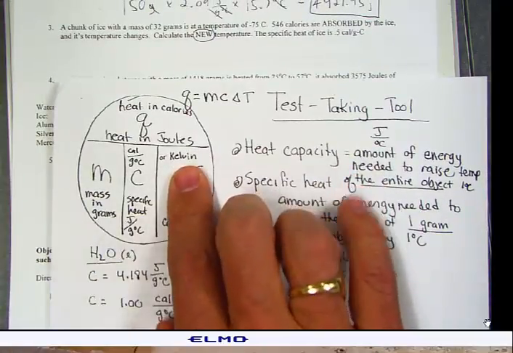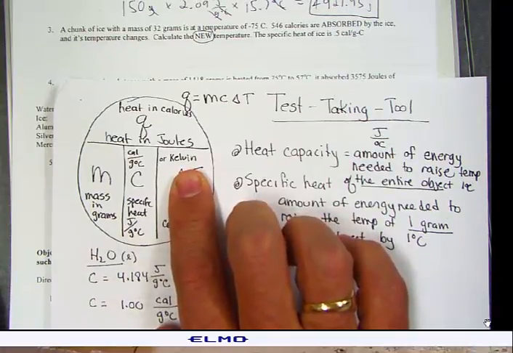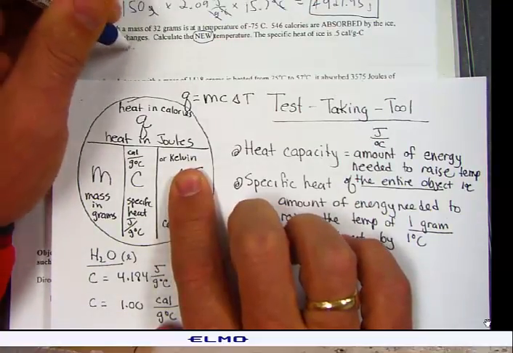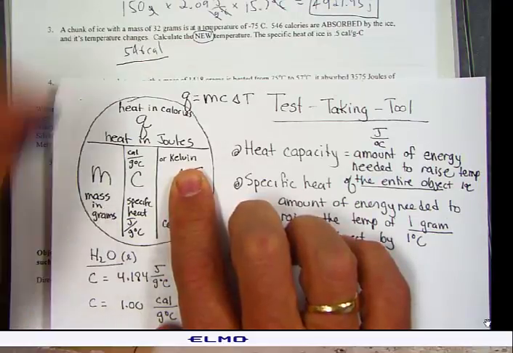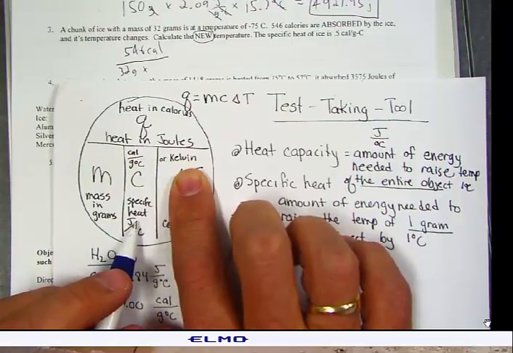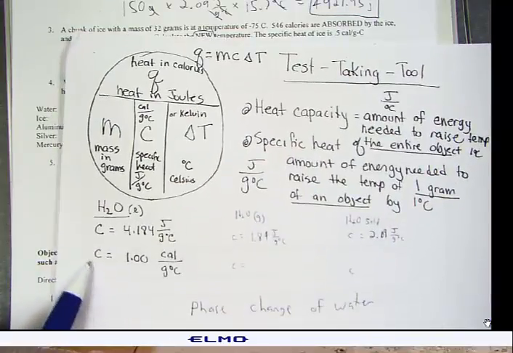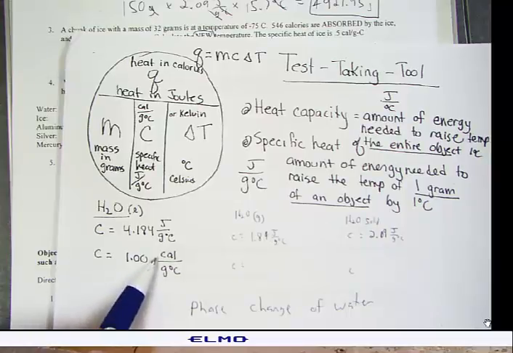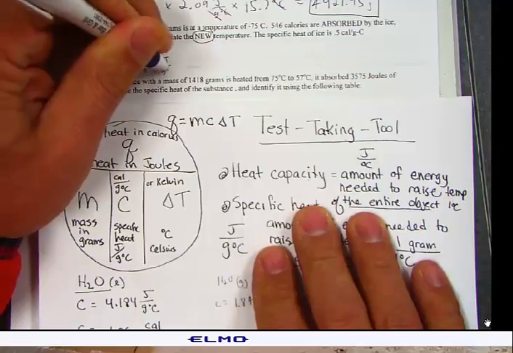So if I cover up change in temperature, it's going to say to put the heat on top and the mass and the specific heat on the bottom. So how much heat? 546 calories. What's the mass of the ice? 32 grams. What's the specific heat of ice? Now this time I have to look for a different specific heat because this doesn't have to do with joules, this has to do with calories. So when I look down here for specific heats, it's the one that says 1 cal per gram degree Celsius.